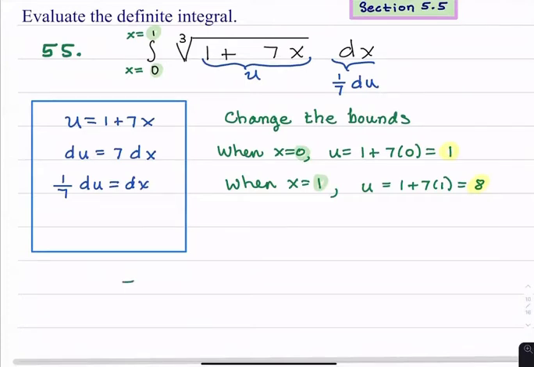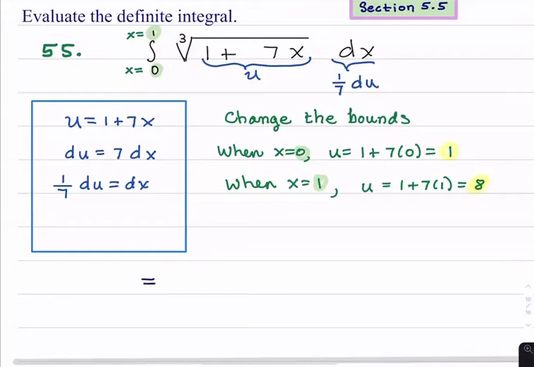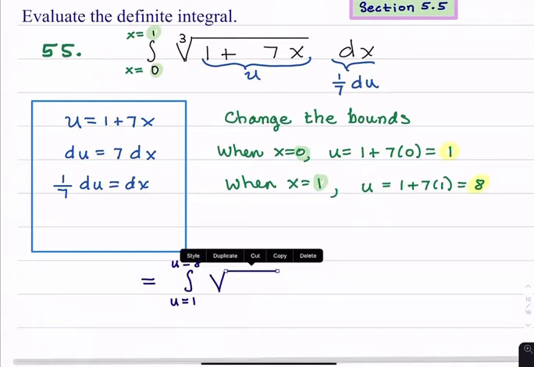This whole integral is equal to the integral, not 0 to 1, but 1 to 8. I can even emphasize by writing u equals 1 to u equals 8. Usually I don't do that, but I could. Cube root of u, because u is 1 plus 7x. Then 1/7 du.